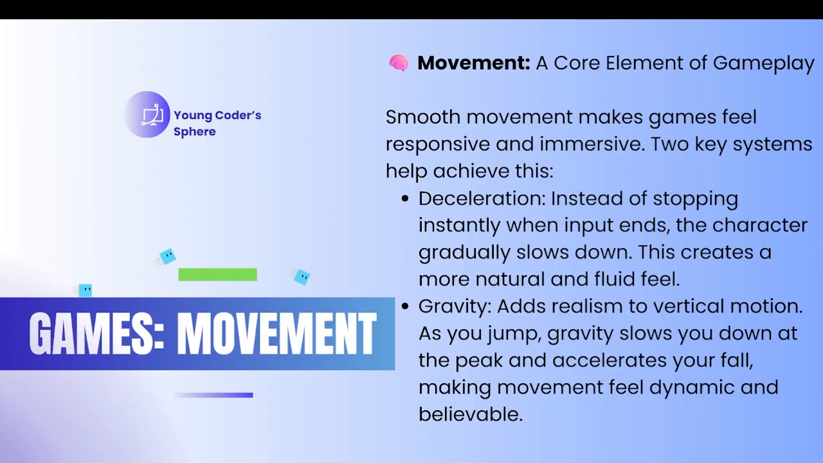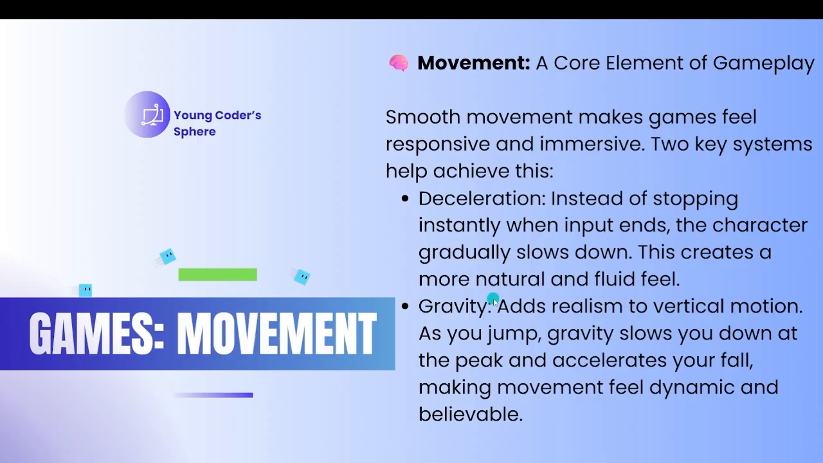There's two key systems in my opinion that help achieve this. One is player deceleration. Instead of instantly stopping when an input is no longer held, the character should gradually slow down, making it feel a lot more natural and fluid. Second is gravity. When you jump, it shouldn't just be going up, staying in the air, then going down at the same speed. It should be a lot more fluid, so you should slow down as you go up, stop, and then start speeding up as you fall down.